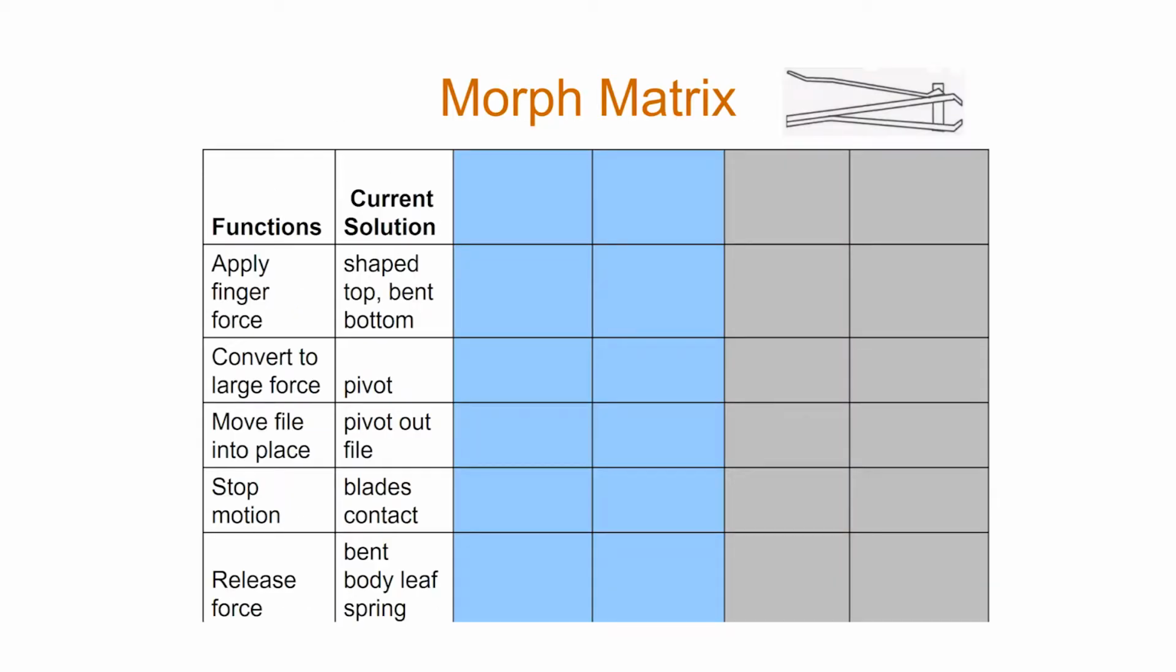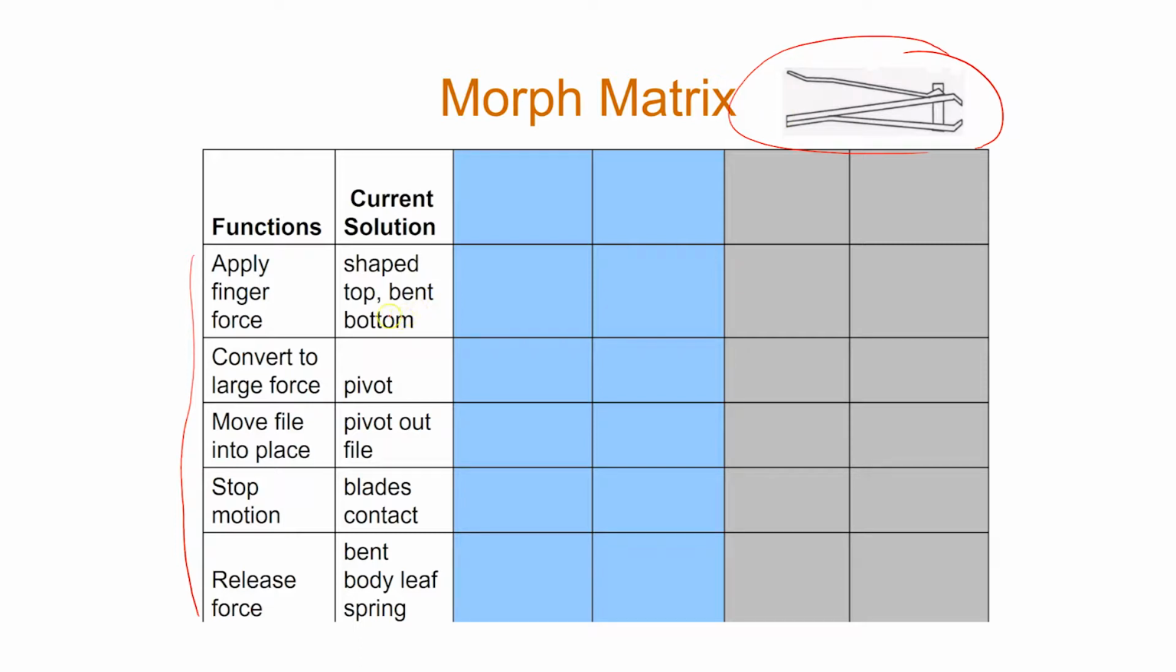So here's an example. This is a morphological matrix for a fingernail clipper. And you can see there's 5 functions over here on the left: applying finger force, converting the force to a larger force or amplifying it, moving the file into place, stopping the motion, and then releasing the force. And the way that those functions are accomplished are shown in this second column here, with the idea of a conventional fingernail clipper in mind.